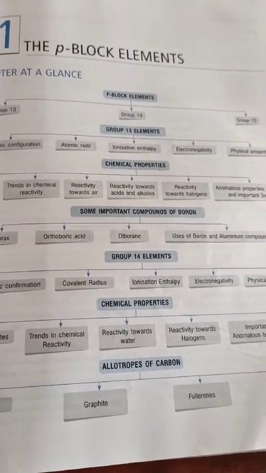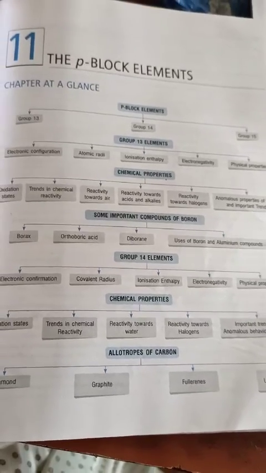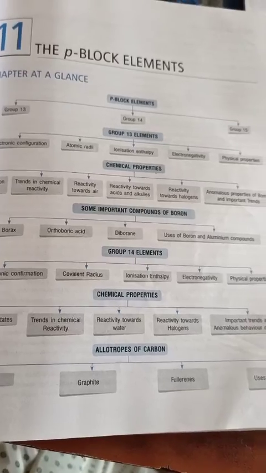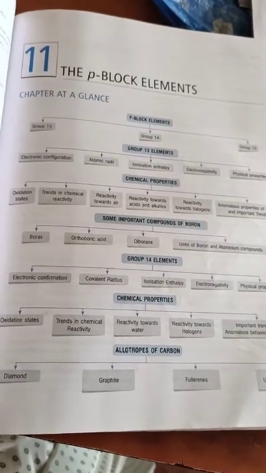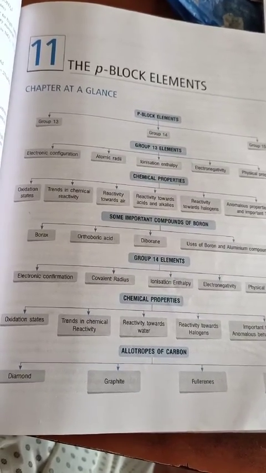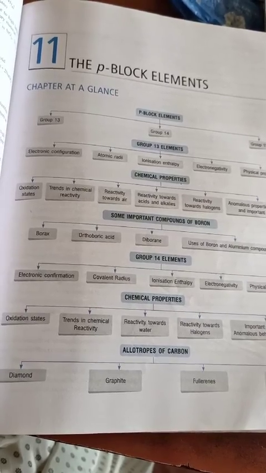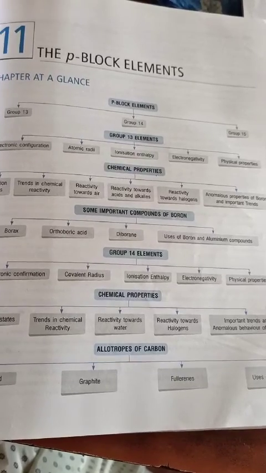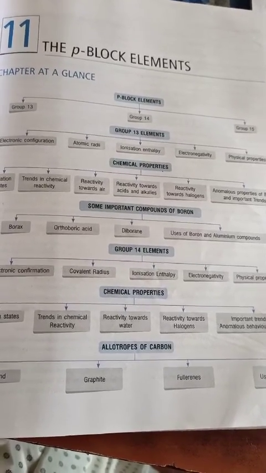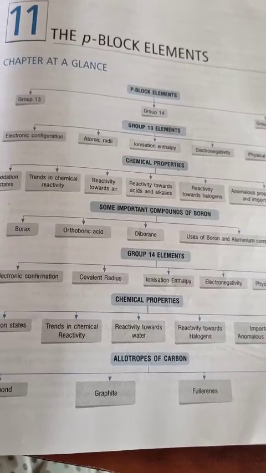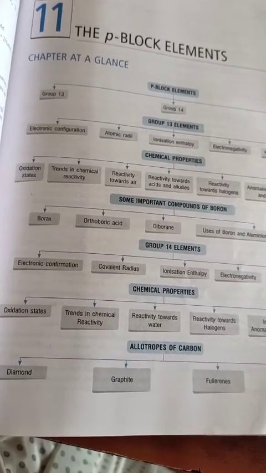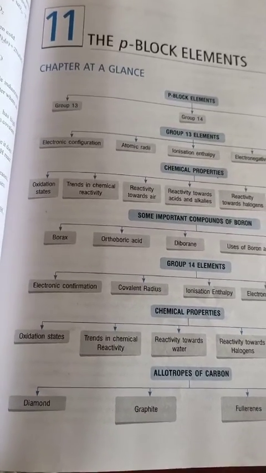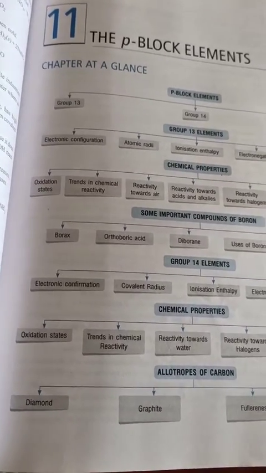After group 13, it comes as group 14. Again we have electronic configuration, covalent radius, ionization enthalpy, electronegativity, physical properties. Chemical properties are the oxidation states, chemical reactivity towards water, reactivity towards halogen, important trends of anomalous behavior. Next we are talking about the allotropes of carbon: diamond, graphite and fullerenes. If you use the definition according to this flowchart, then surely you will get full marks in this one.